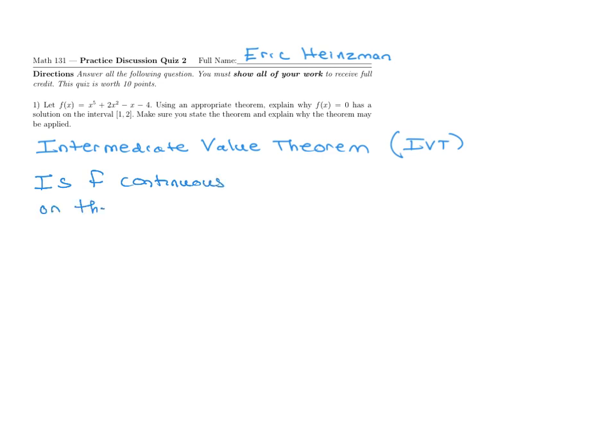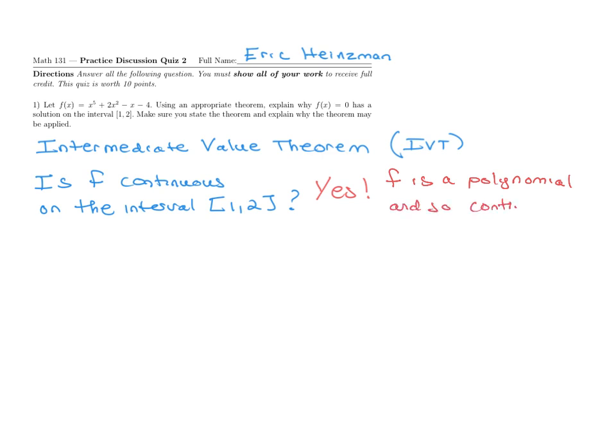is f continuous on the interval from 1 to 2? Is this true? And the answer is yes. The reason is f is a polynomial, and polynomials are continuous everywhere. So I'll say f is a polynomial, and so continuous on the interval from 1 to 2. Okay, so that's good. Next, is the number 0 in between f of 1 and f of 2?